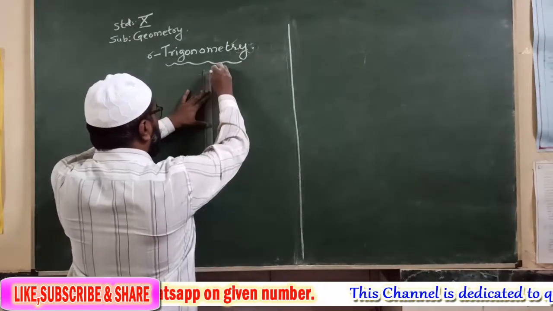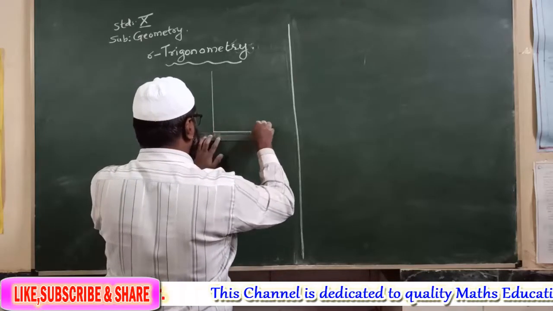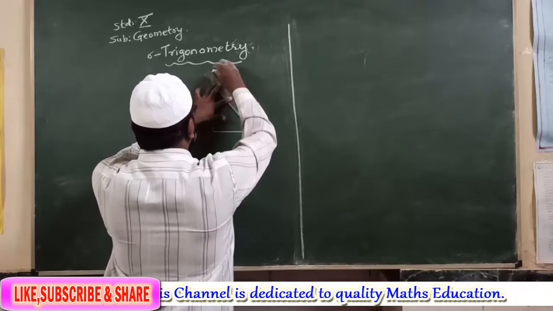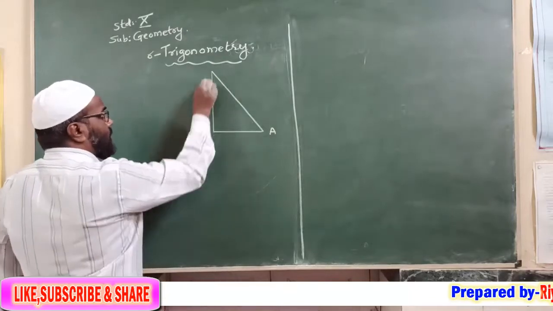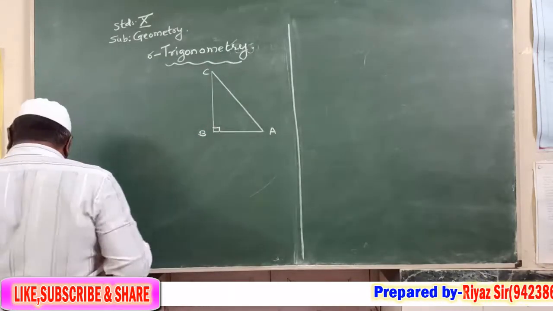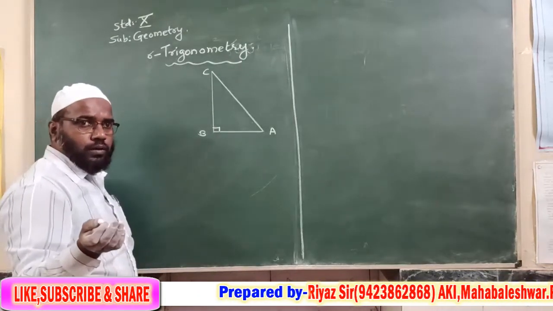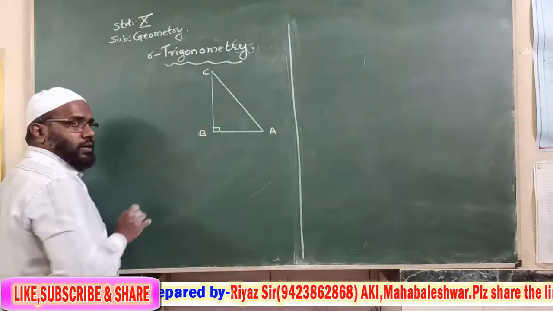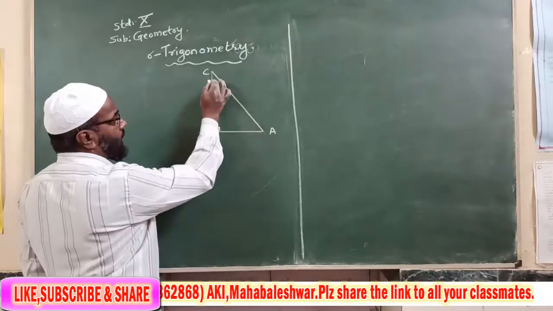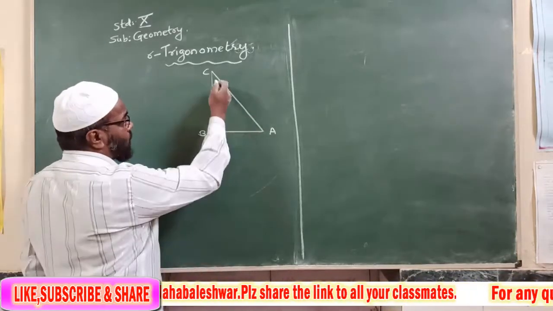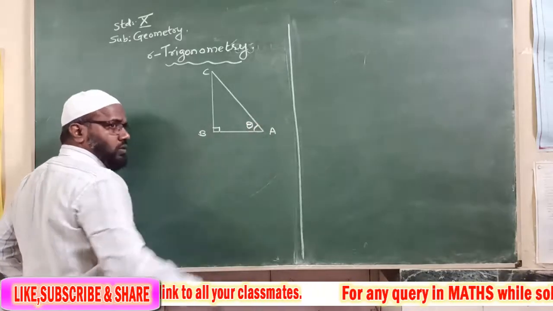For that we need one right angle triangle. So this is the right angle triangle, suppose triangle ABC. Now the definition of a right angle triangle we know very well. A triangle in which one angle is a right angle is called a right angle triangle, and the remaining two angles are acute angles. Out of those two angles we consider theta as angle A. The measure of angle A is equal to theta.